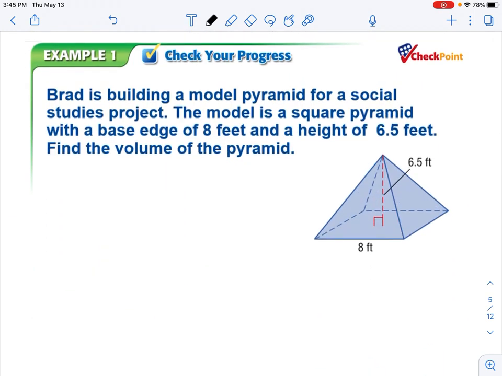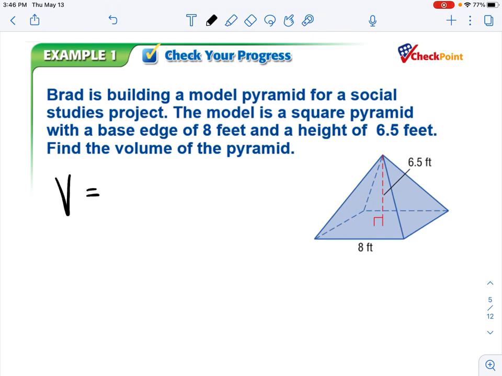Brad is building a model pyramid for a social studies project. The model is a square pyramid with a base edge of 8 feet and a height of 6.5 feet. Find the volume of the pyramid. So, first of all, I want you to imagine a pyramid that's 8 foot by 8 foot by 6.5 feet and how huge that would be for a project. And then we'll do the problem.